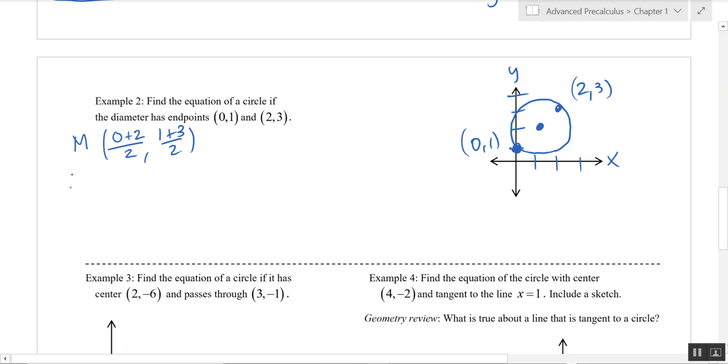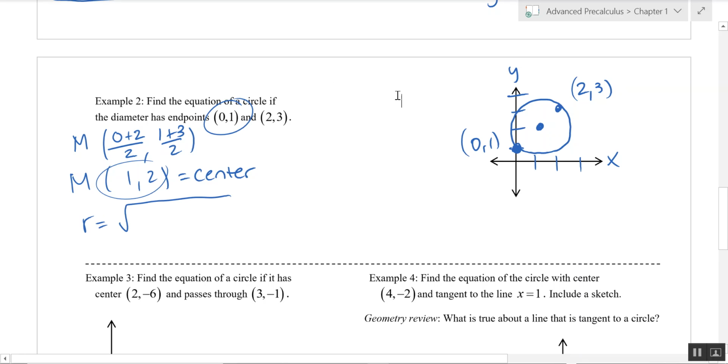Our midpoint is 2 over 2 is 1, 4 over 2 is 2. So (1, 2) is the center of our circle. Likewise, we should be able to find the radius. I'm just going to find the distance between a few of these points here. Let's pick (0, 1) and (1, 2), and we'll say that that is our radius.